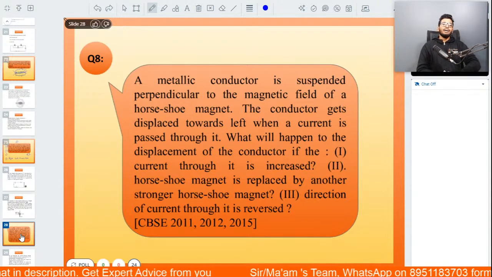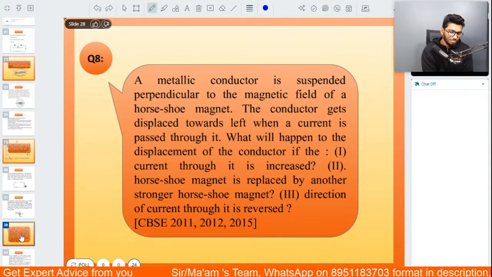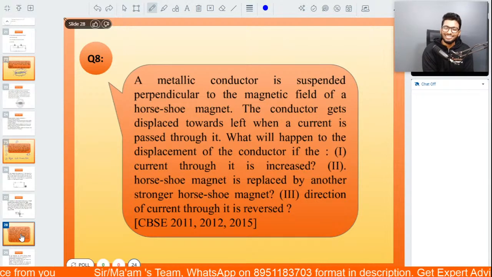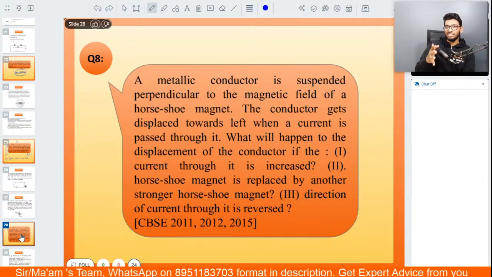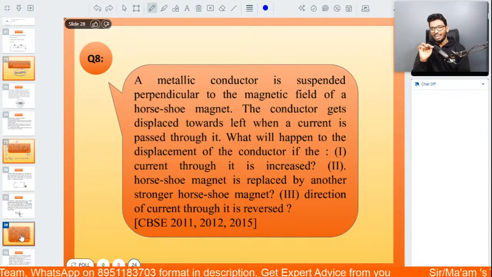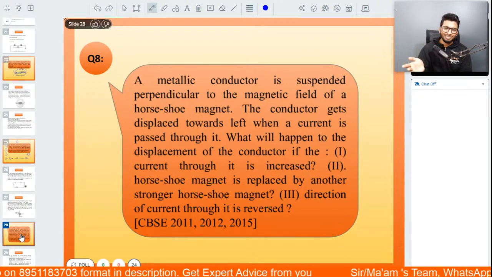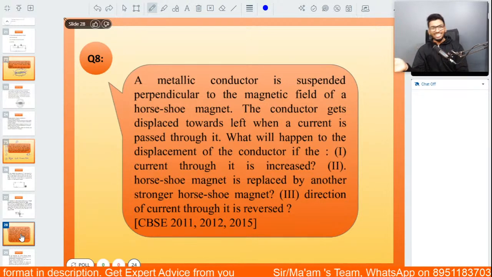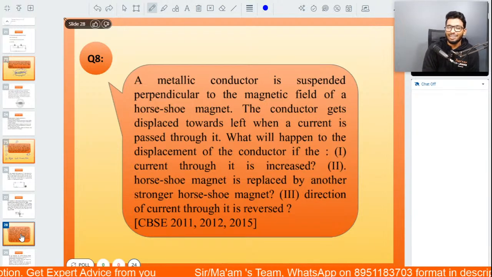All right, here's another one, guys. Yet again, 2011, this time 2010 missed out on this. 2012, 2011, 12. 13 again missed out, 14 and then 15 this question showed up, came back again.